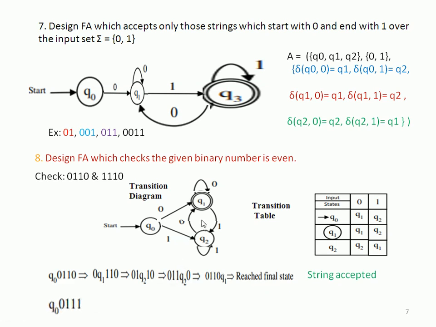Let me check one more example, that is 0111, right? So 0111 goes 01 to Q1, then 011 to Q1, and at Q2 there is input 1, then 0111 will remain in the same state, it does not reach the final state. When it does not reach the final state, in other words we can say it did not accept the string. It did not accept the string means that it is not an even number. So that is what's good for this design.